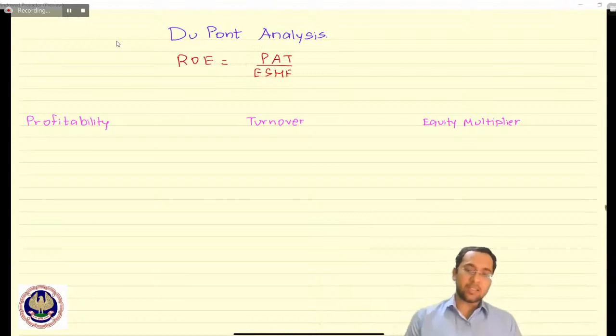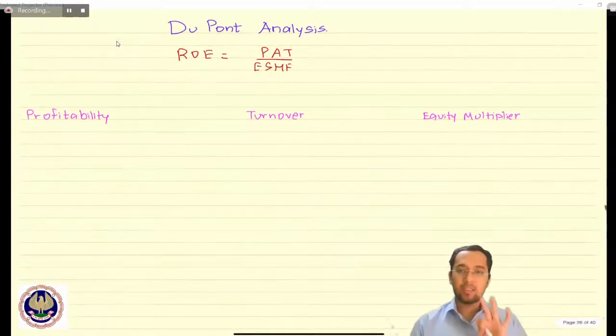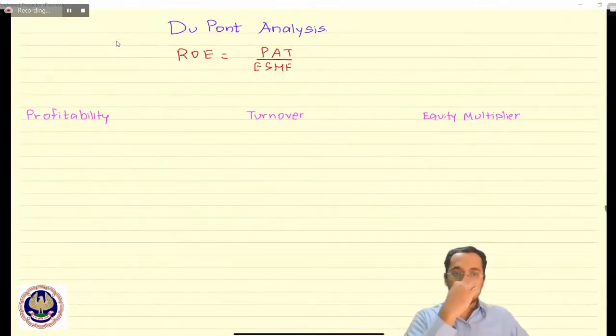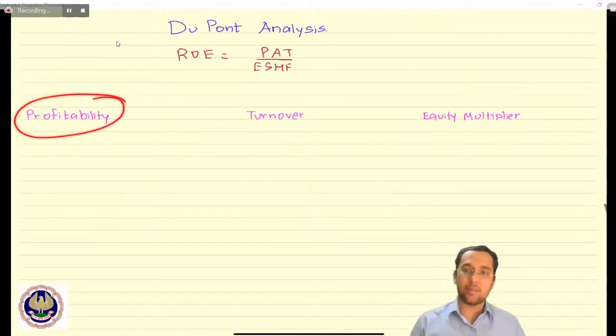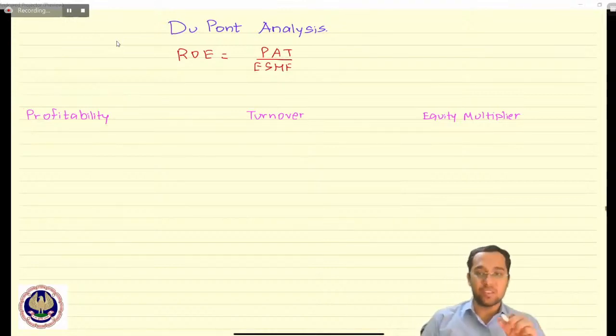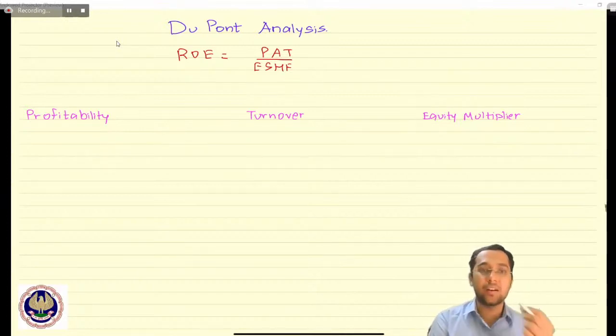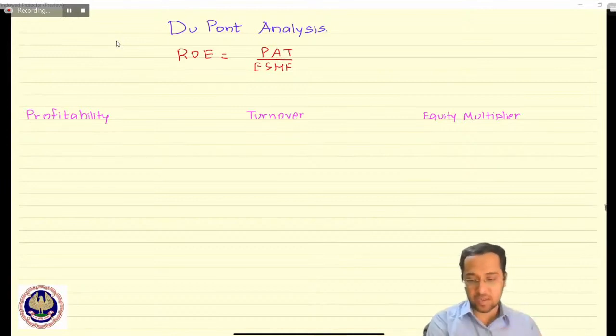So DuPont analysis simply says the return that you are generating for your equity shareholders is affected by three factors. Those three factors are, one, profitability. It means what is your profit margin? What is the net profit to your sales ratio? I mean, if you're selling 100 rupees, how much of that is the profit that you're generating? That is your profitability.